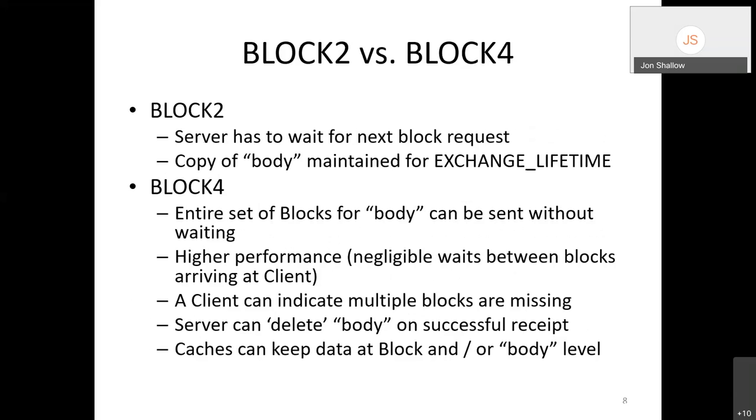Likewise, with block two versus block four, the server has to wait for the next block request before it can send the next block down, and we have to maintain a copy of the body up in the server for a period of time. Whereas with block four, the entire set of blocks can be sent without waiting, hence giving the highest performance, the shortest transfer time. And as we mentioned with the block one stuff, the client can indicate multiple blocks are missing and the server can delete a body on successful receipt and so on. So we can do some sensible management there.